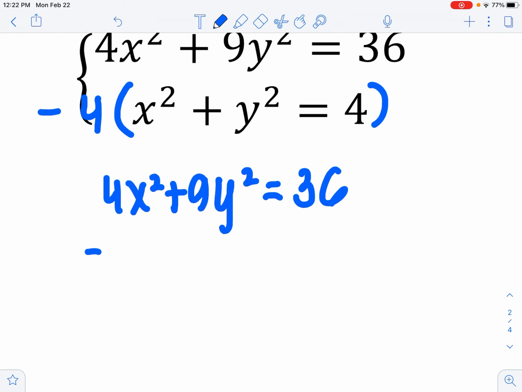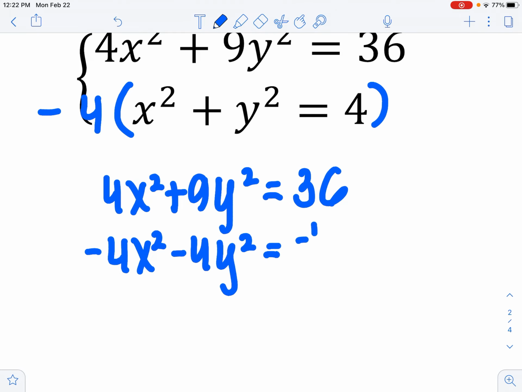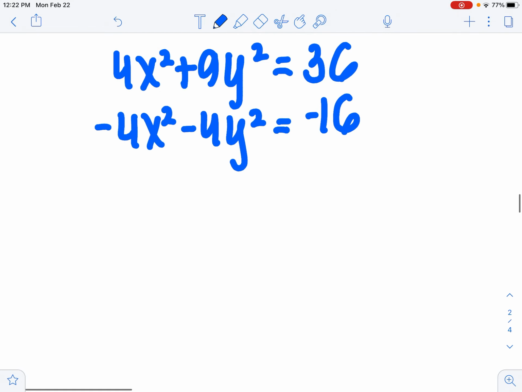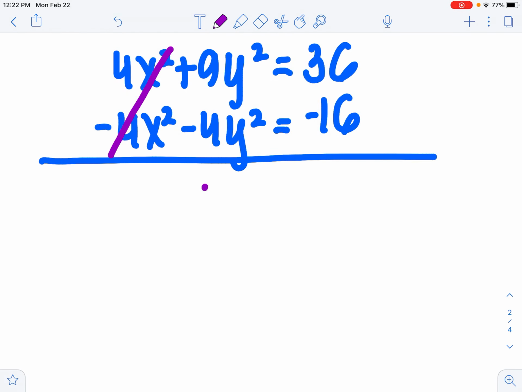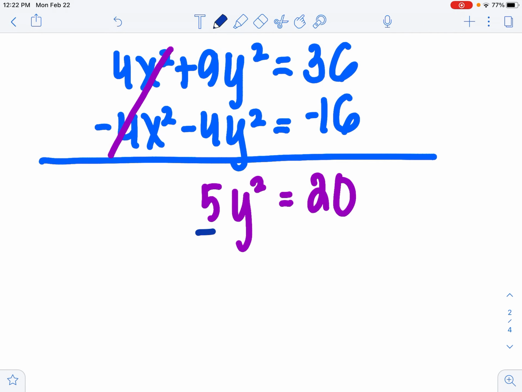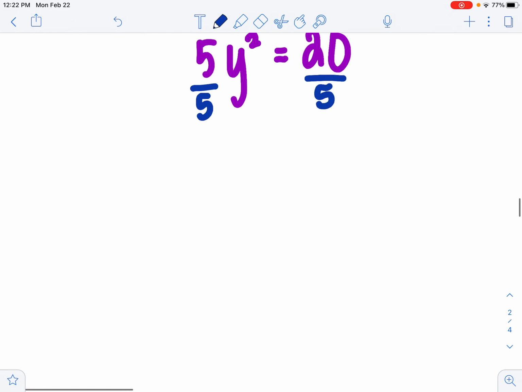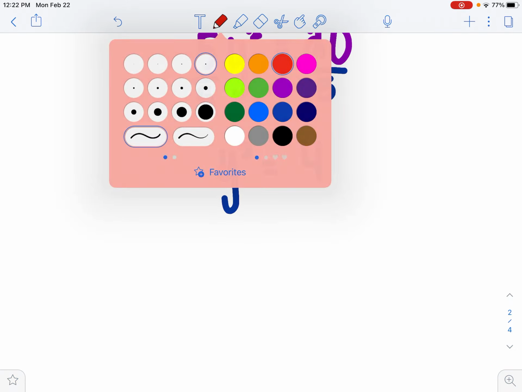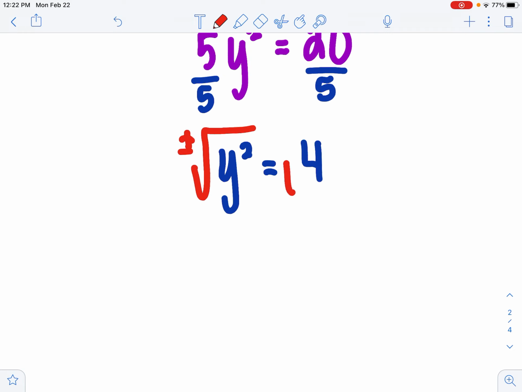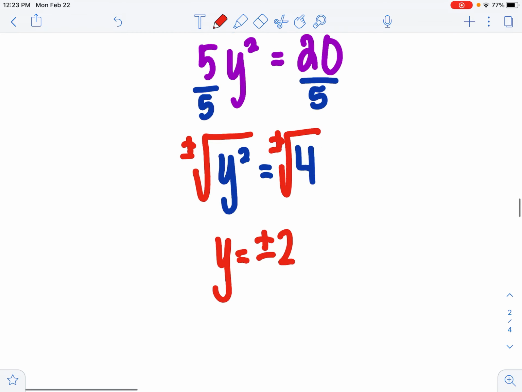So I have 4x squared plus 9y squared equals 36. That's just me copying down the first one. And then distribute a negative 4 to the second one. Negative 4x squared minus 4y squared equals negative 16. Combine these. This cancels. 5y squared is equal to 20. Divide both sides by 5 so that you can square root to solve. Y squared equals 4.